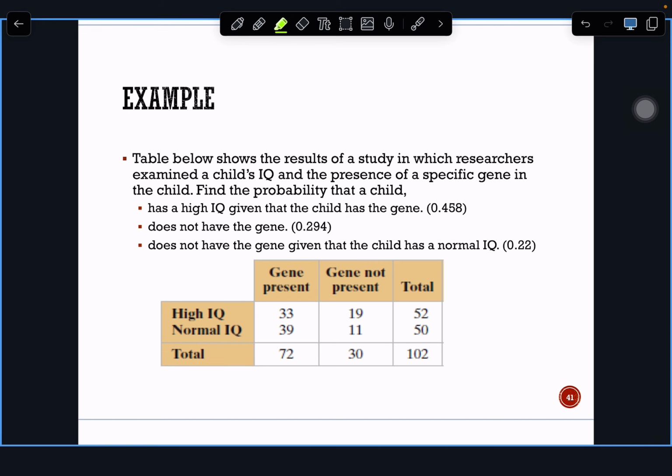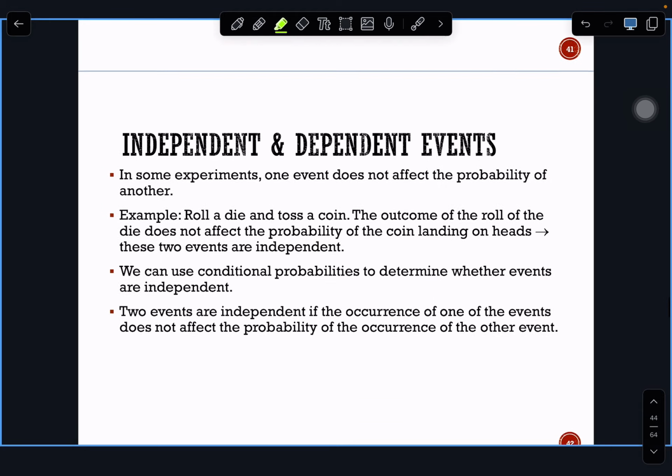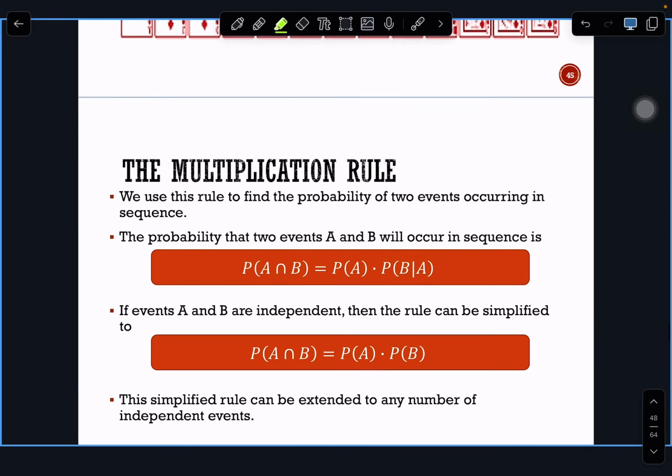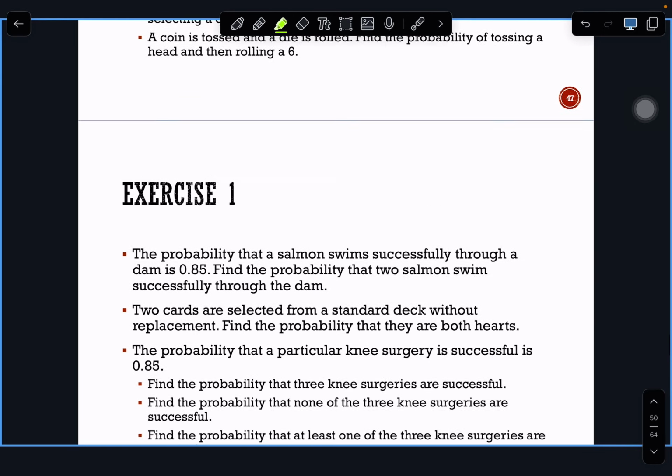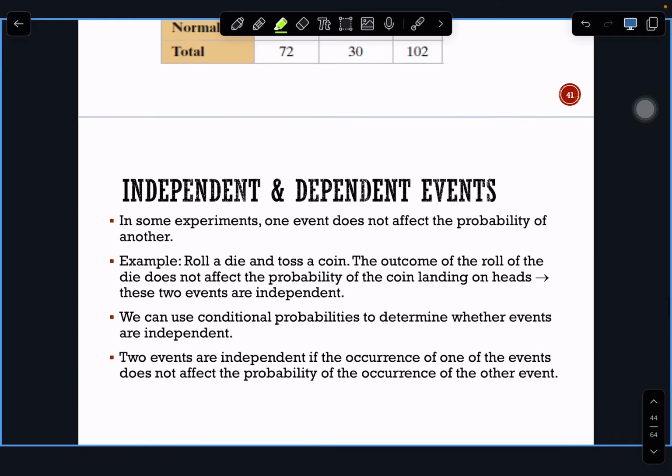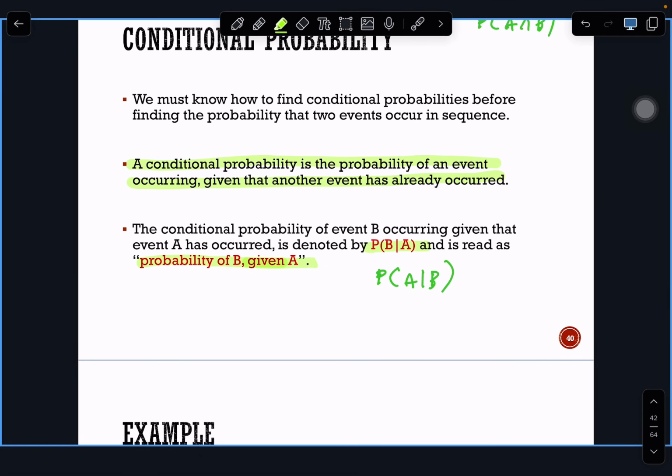Now we have a table. The table below shows the result of a study in which researchers examine a child's IQ and the presence of a specific gene in the child. Find the probability that a child has high IQ given that the child has the gene, and does not have the gene given that the child has a normal IQ. We have a problem here because they don't give the formula. Why didn't they give the formula? Okay, we go back to this one.